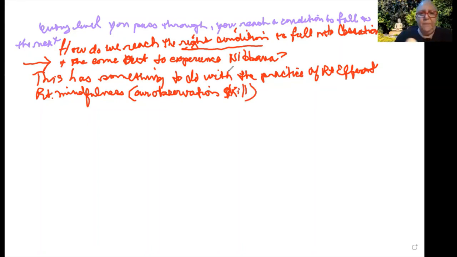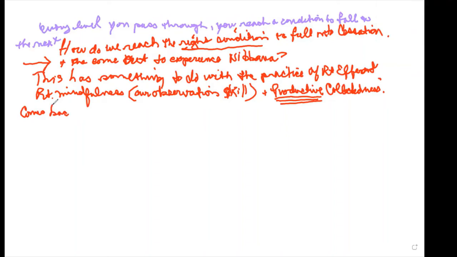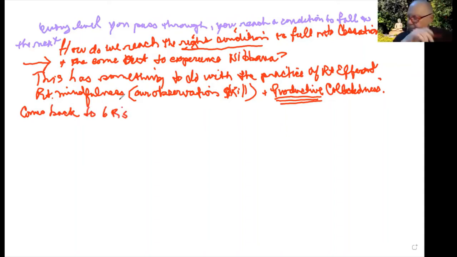And it has something to do with the practice of right effort, right mindfulness, our observation skill, and this is productive. I'm gonna say it this way, productive collectedness or concentration, whichever word you want. But the key giveaway here is productive collectedness or concentration. And so it comes back to the six R's, okay? And you keep six R-ing until you are in quiet mind.